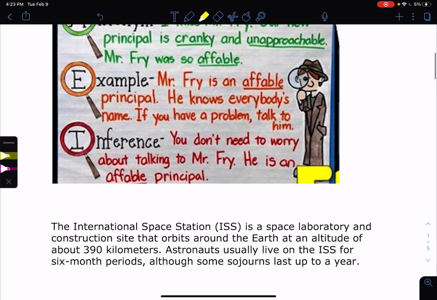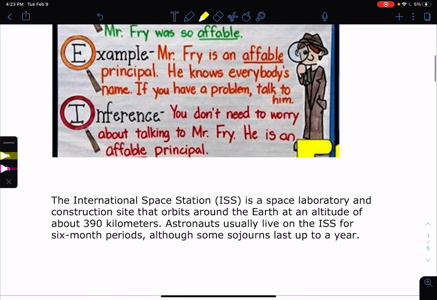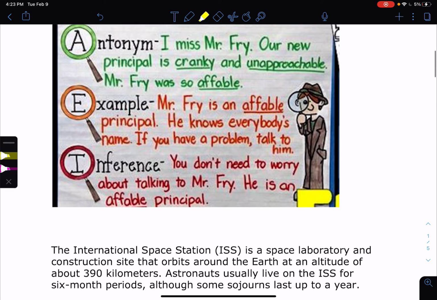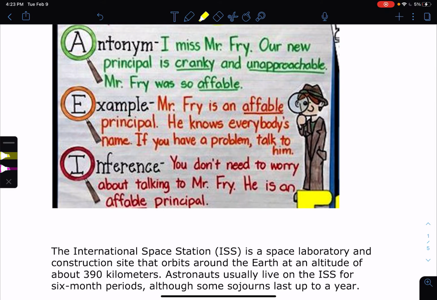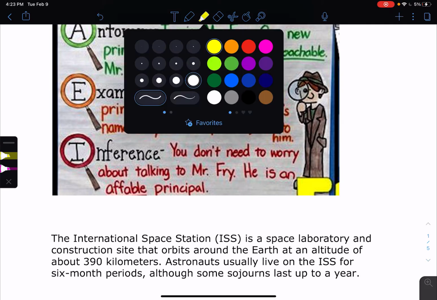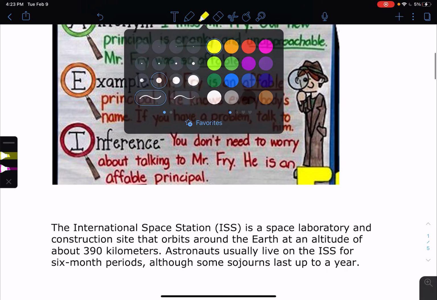You don't need to worry about talking to Mr. Fry. He's an affable principal. This is kind of like an example, I think, as well, but obviously it's an inference, right? Because you can infer that Mr. Fry is someone that's approachable, someone that you can easily talk to. Okay, so I'm gonna read a couple of these, and then we'll go over this.